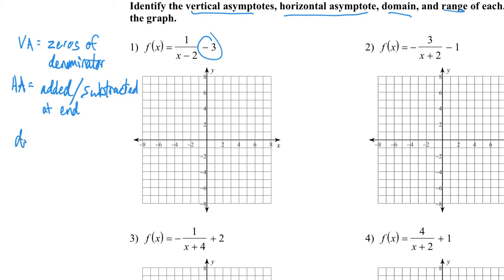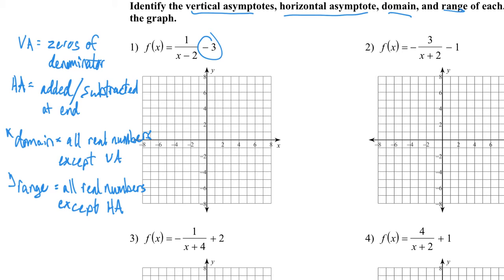The domain, remember domain and range, the domain is all the x values that you're allowed to plug into a function. So the domain is generally all the x values except for the vertical asymptote. So it's all real numbers except for the vertical asymptote. The range is kind of similar. It's all real numbers except for the horizontal asymptote. Okay, remember, range is all the y values, and domain is all the x values.